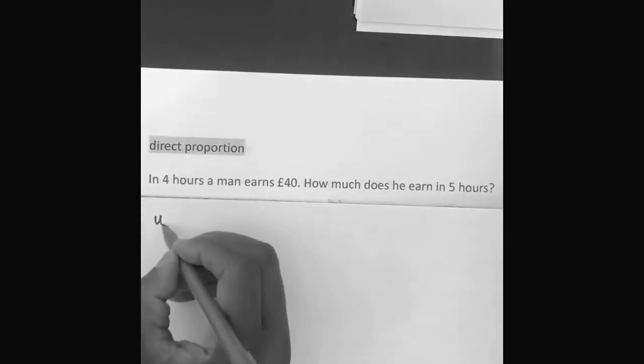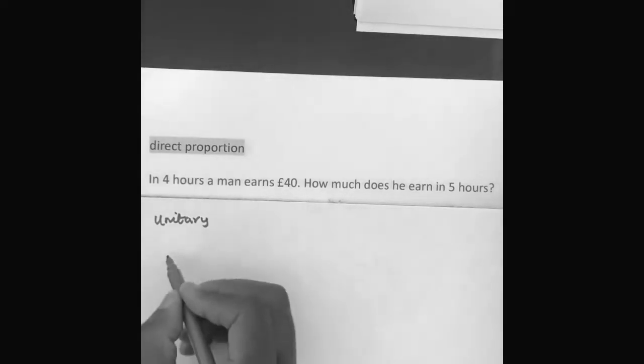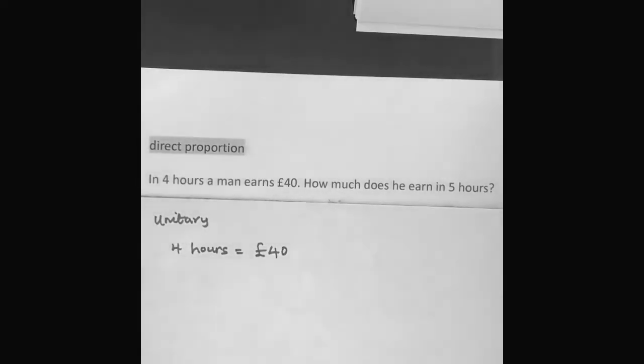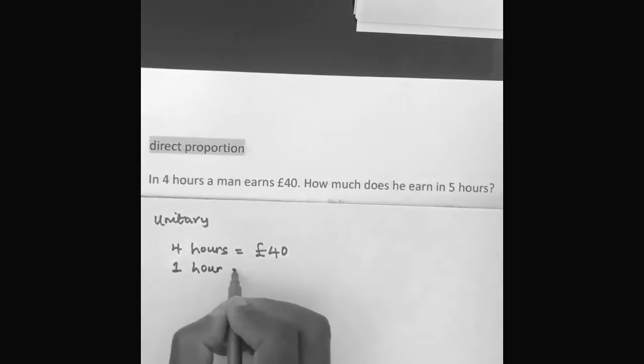That's the main thing that you have to do with any proportion problem like this. If it says it takes 4 hours for a man to earn £40, then how much does the man earn in 1 hour? This is known as the unitary method, when you try to find the cost of 1 unit of something. So 4 hours equals £40. So we have to find the cost of 1 hour.